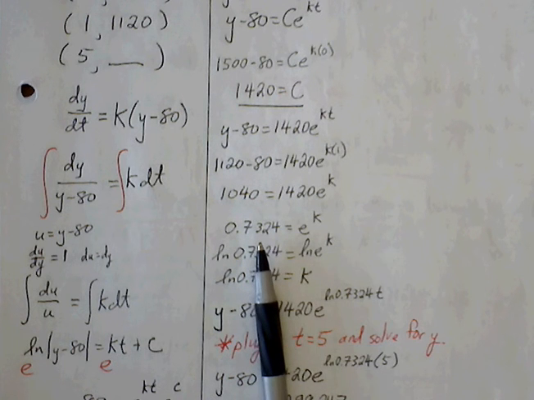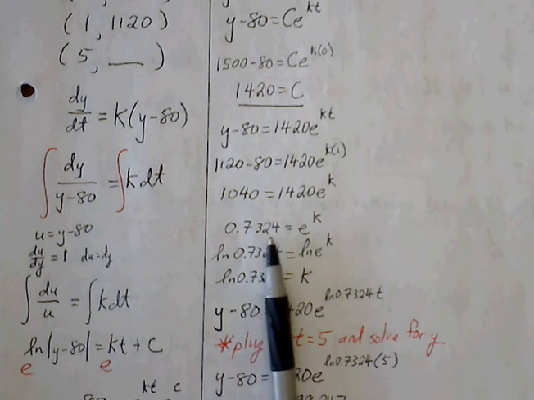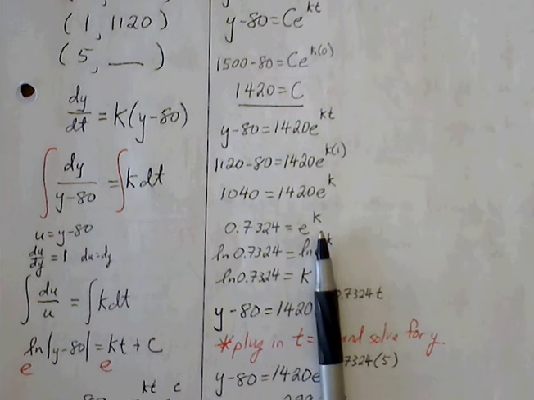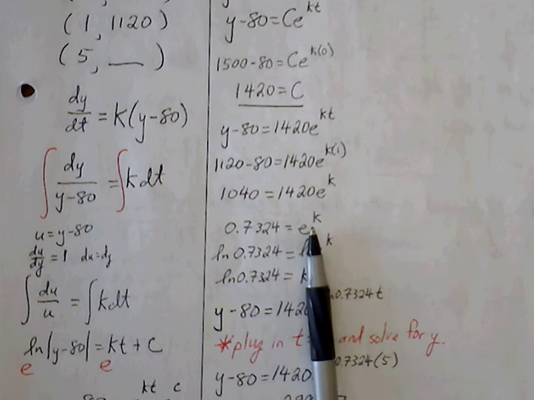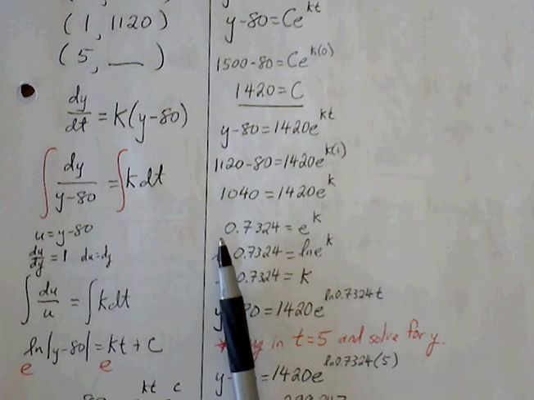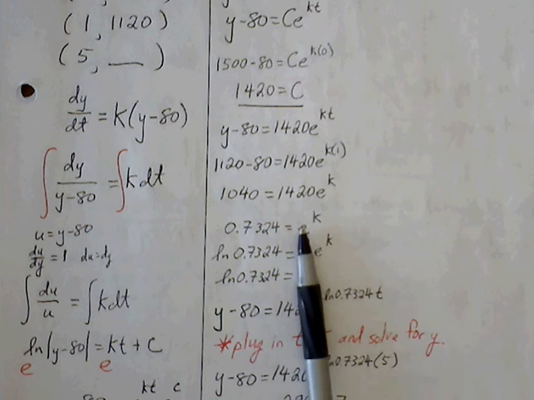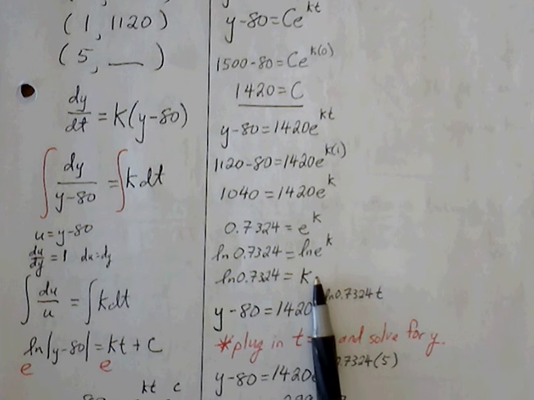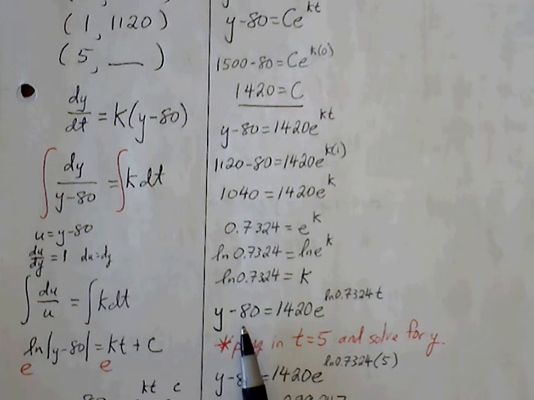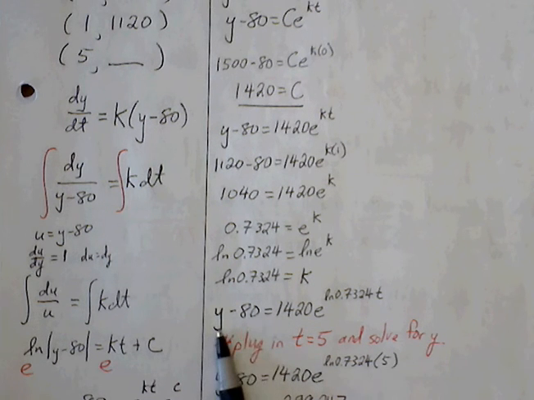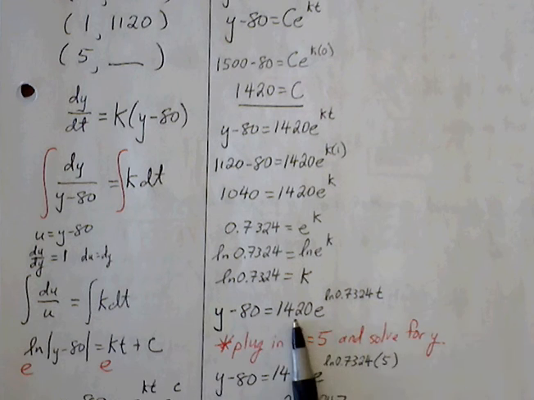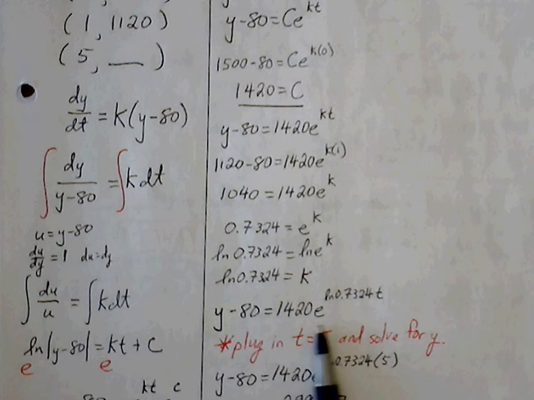Use your calculator there. Next, we want to get that k down from that exponent, so we're going to take the natural log of both sides. Once we have that, use the power property for logs to bring that k down in front. So k times ln of e is just going to be 1. So k is equal to the natural log of 0.7324. So now we have the c value, we have the k value, so we have our specific equation.